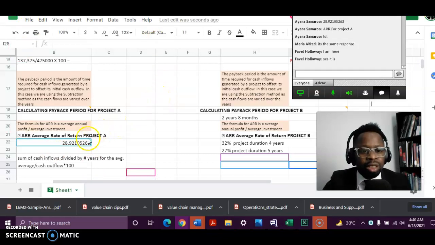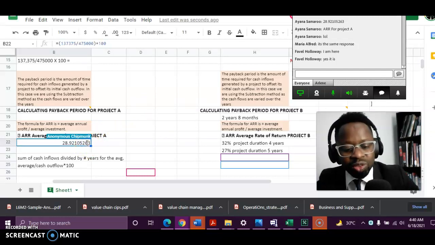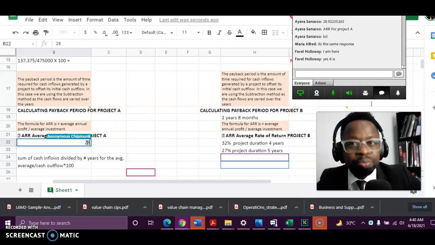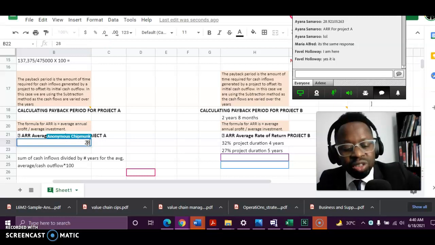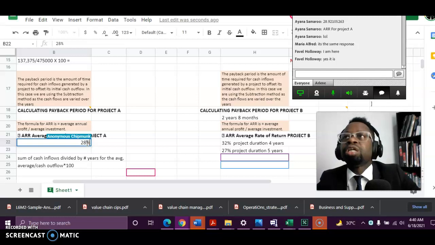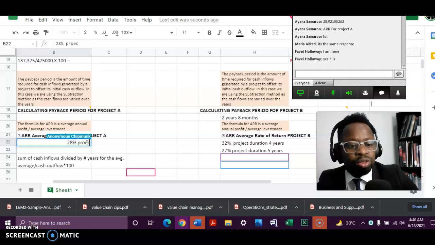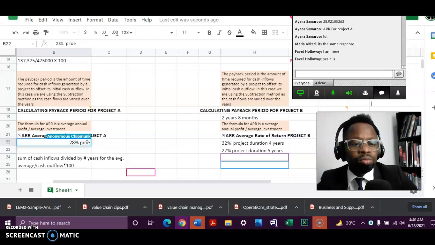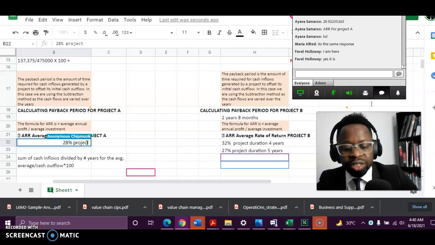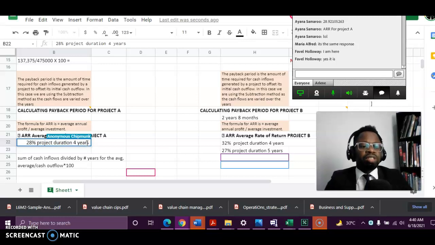Let me just write this over. 28%. You can round it off as 29%. 28%. Okay, project duration 4 years. All right, guys.